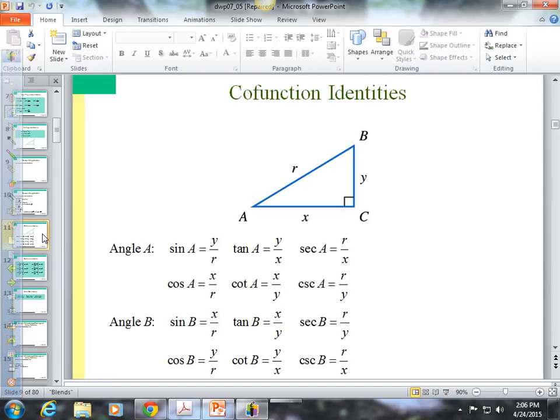Okay, so the next set of identities then are the cofunction identities. We talked about the cofunction identities last year as well, so let's bring this slide back up here again. What kind of a triangle do we have here? We've got a right triangle, correct? Angle C is our right angle.